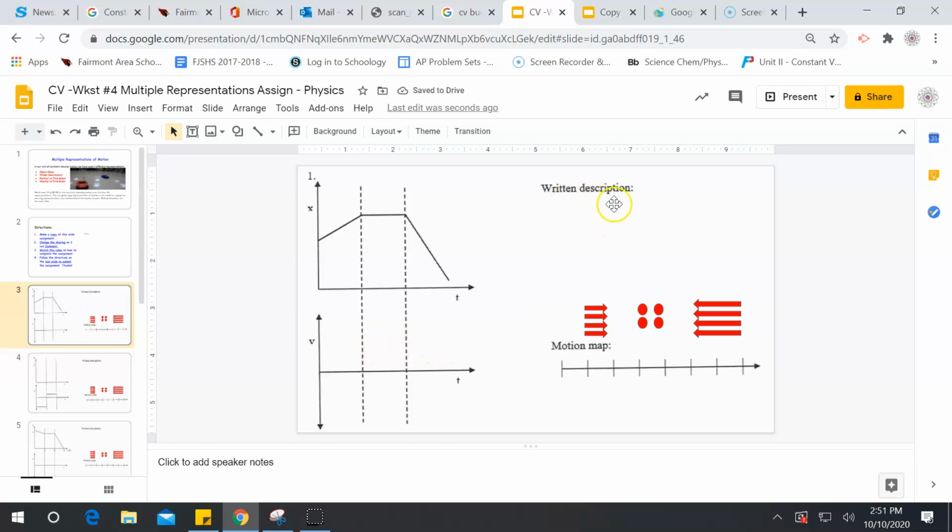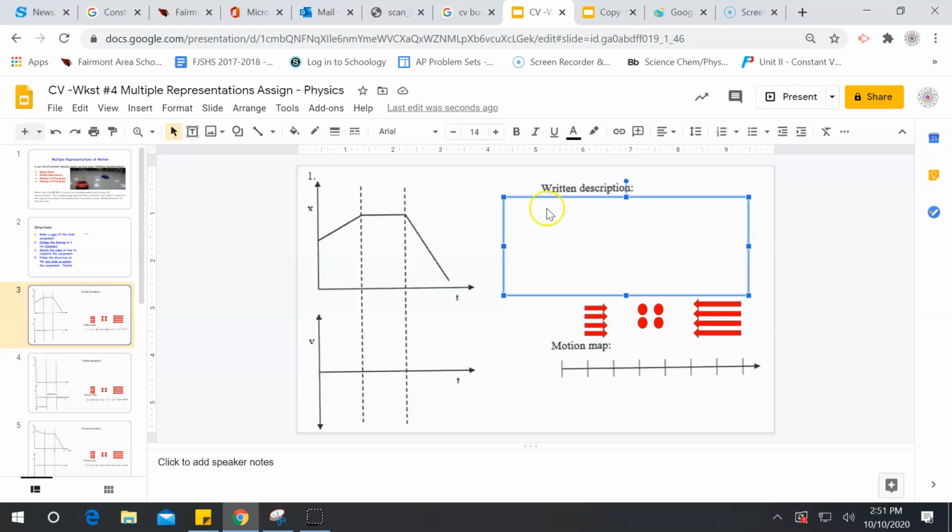Now, underneath the written description, if you click on here, a text box should show up and then you should be able to put the answer in there. Remember, my answer needs the starting position first. Okay? I'm not going to include that.